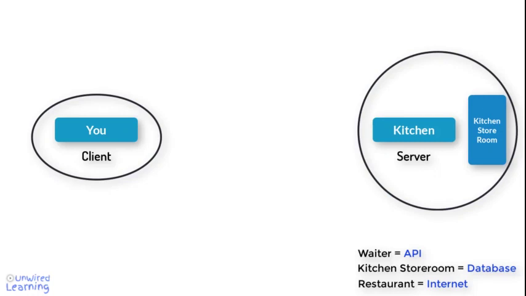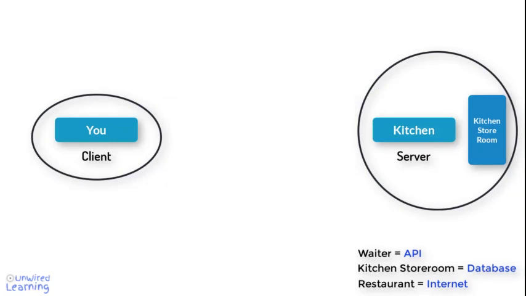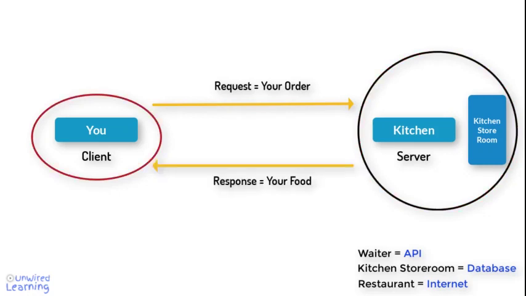Now you need a connection between them to send a request and take a response. That means you order your favorite dishes with the help of the API, that is your waiter. So your waiter takes your request from you to the kitchen, that is your server, and once the food is prepared, that is the information is prepared, it takes a response from the kitchen and serves it to you. That means it delivers you the response. So you send the request and get a response.